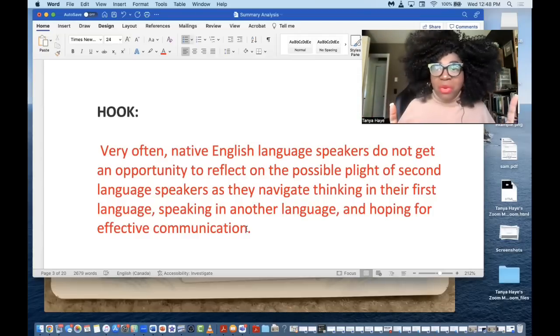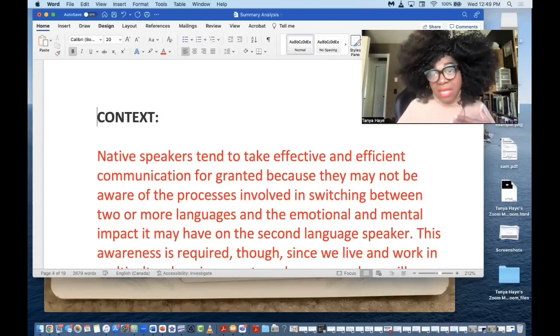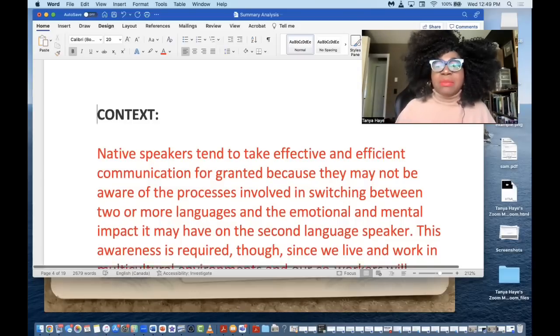Now, once we have the hook, the next thing we're going to look at is the context. For the context, I wrote: native speakers tend to take efficient and effective communication for granted because they may not be aware of the processes involved in switching between two or more languages and the emotional and mental impact it may have on the second language speaker.